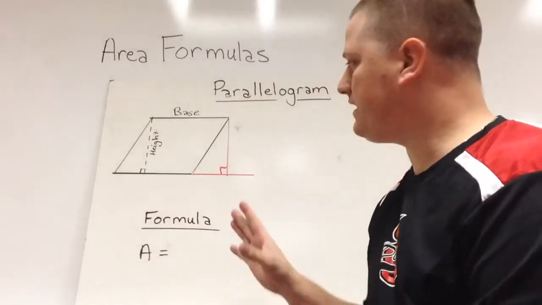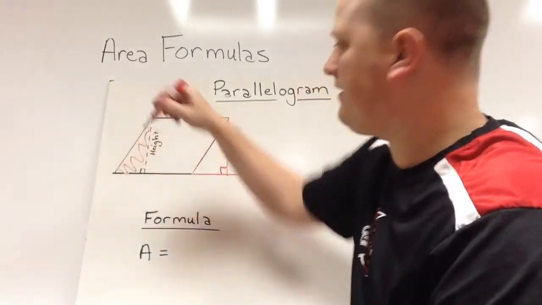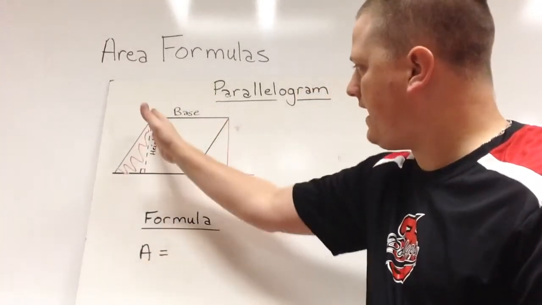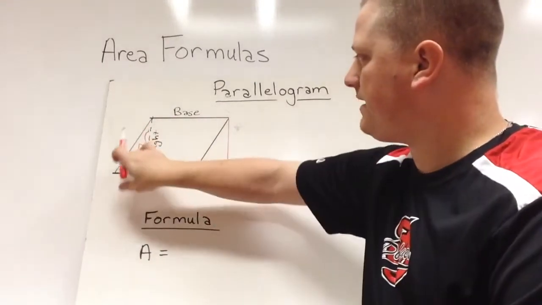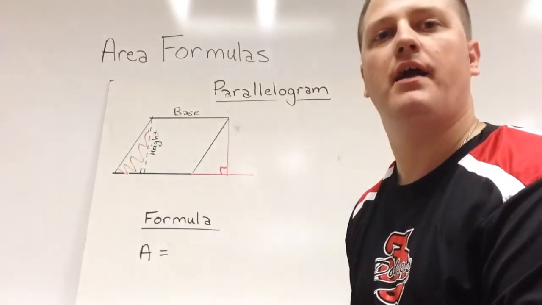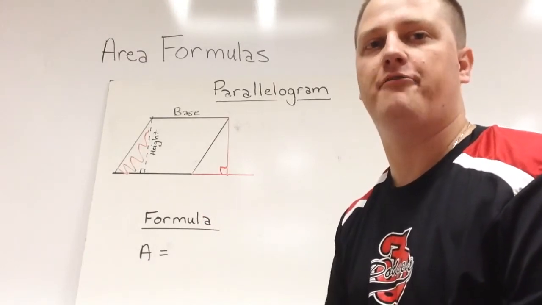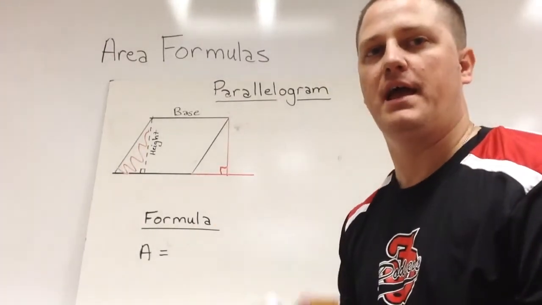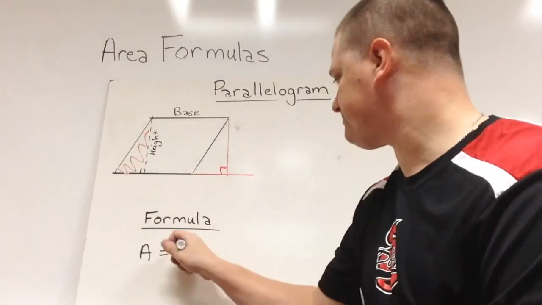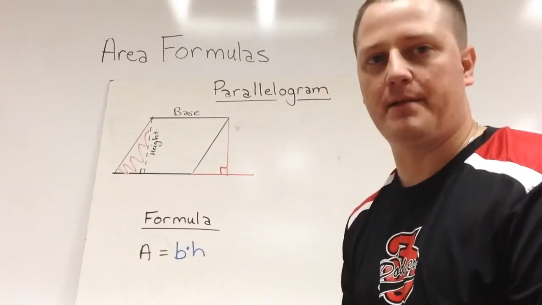So basically what I've done here is I have gotten rid of that triangle, and if you notice, what shape has been created? Well, the shape, by taking this triangle and putting it over here, has become a rectangle, and we already know the formula for a rectangle. So a parallelogram has the exact same formula as a rectangle. It's the base times the height.